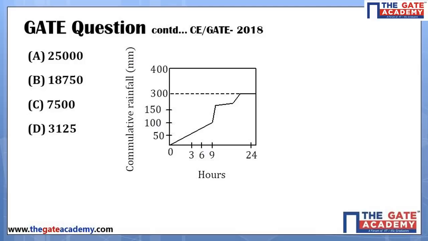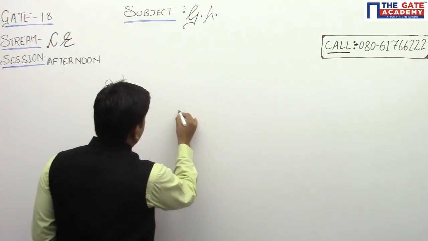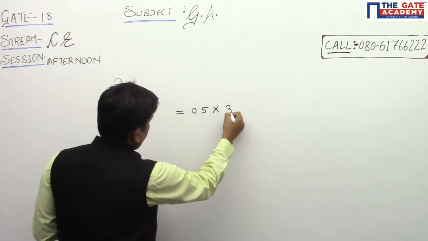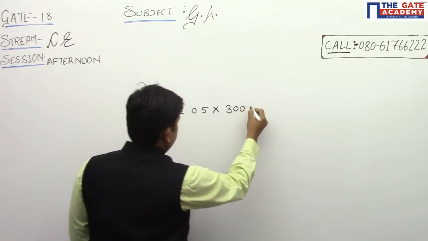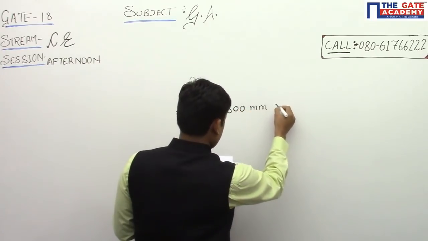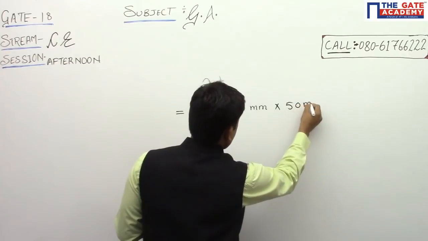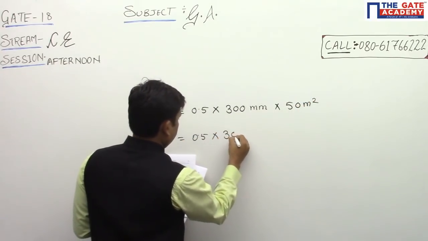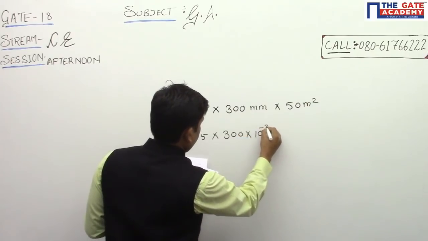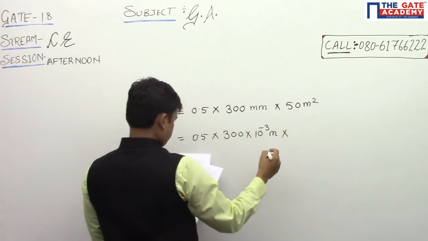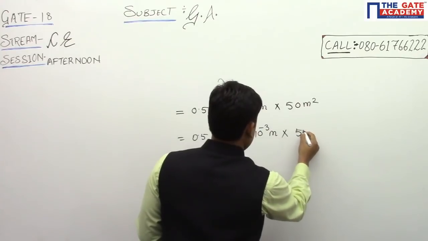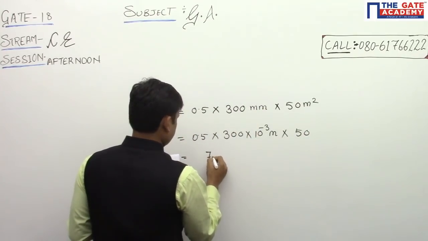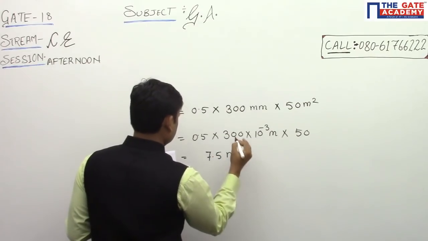So 50% of the times we are able to collect, so I'll say 0.5. According to the graph, this is 300 mm into 50 meter square. Now it has become very easy to solve. This 300, I'll convert into meters. This is 50. So it becomes 7.5 meter cube.